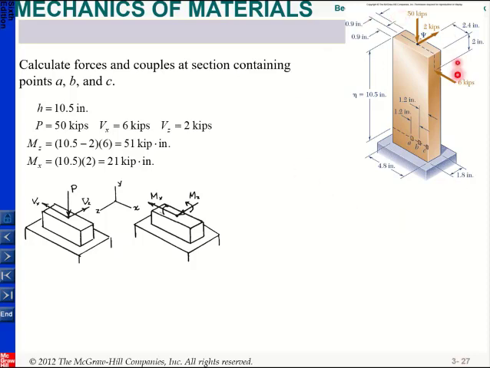And since it goes this way, it will create a moment along the minus x direction, or you can just show it the direction, okay. And it will be equal to this distance, which is 10.5 times its magnitude, which is 2 kips, okay.